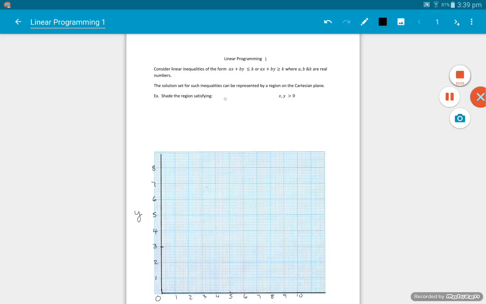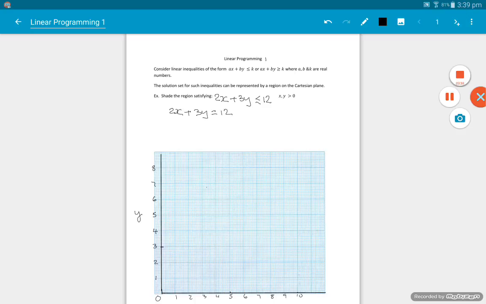Now let us consider an inequality in two variables. For example, 2x plus 3y, say less than or equal to 12. Just like before, we'll change this into an equation. So we have 2x plus 3y is equal to 12. And what we want to do is to draw the line which represents this equation.